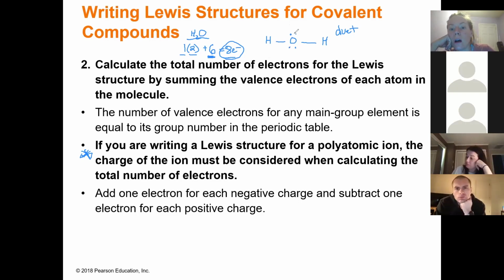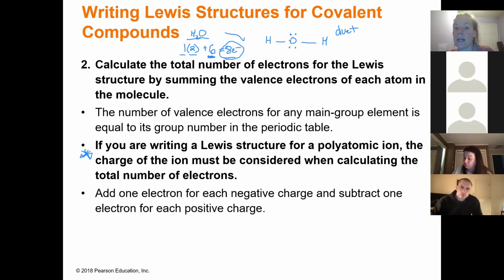So when you think you're done with your molecule, check and make sure you have the correct number of electrons on the board. So I need to have 8 electrons. 1, 2, 3, 4, 5, 6, 7, and 8. 8 electrons are on the board. Then double check and make sure everybody's happy.